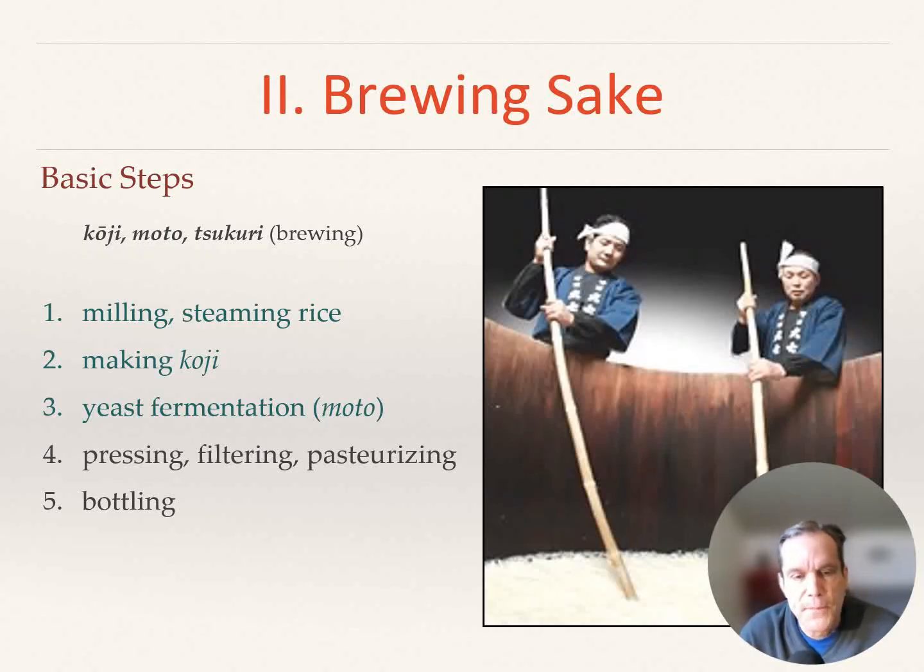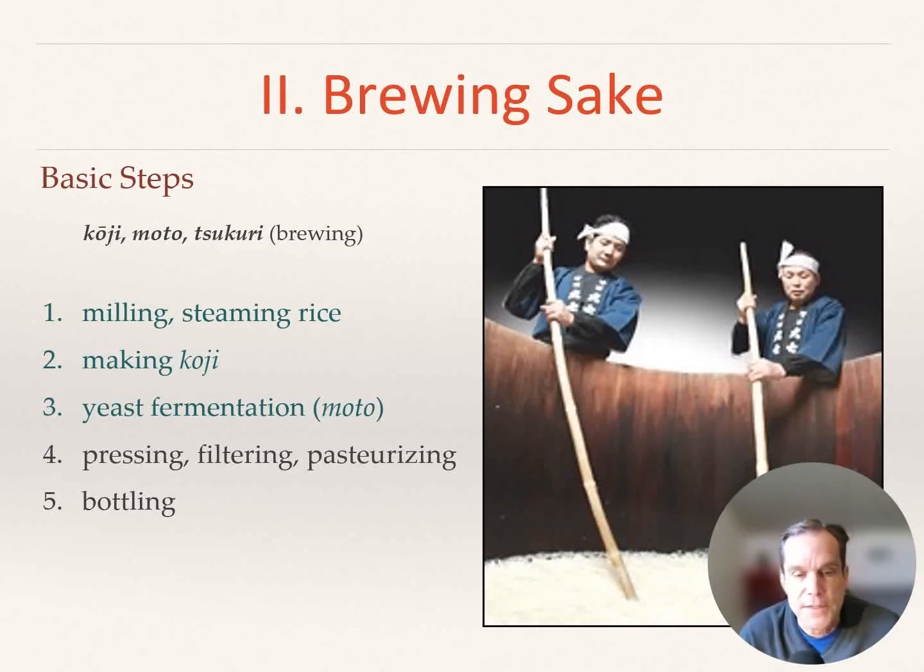First of all, it's important to mill the rice. As we saw, that could determine a lot about what happens with the sake that you're producing. So milling is very critical. And then comes steaming the rice. The rice is steamed. It's not boiled, but steamed in these huge cauldrons. Then koji is made. Some of the rice is taken aside and turned into koji. And then there's the yeast fermentation process, the creation of the moto.